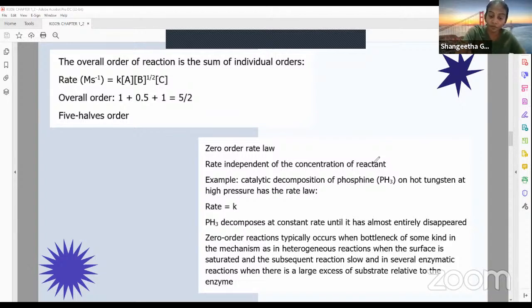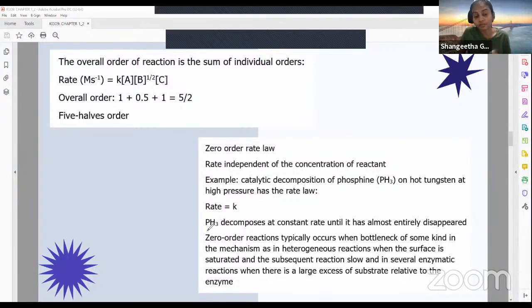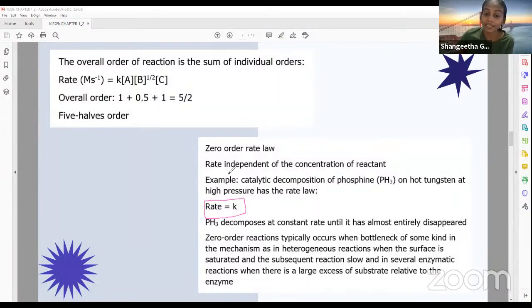Okay, so you only have phosphine, and you put it on hot tungsten and let it decompose. When that happens, your PH3, or phosphine, decomposes at a constant rate until it almost entirely disappears. It is no longer there. All right, so in that instance, your reactant concentration is no longer affecting the rate. So your rate becomes equal to k, a constant. In this instance, your rate is independent of the concentration of reactant.